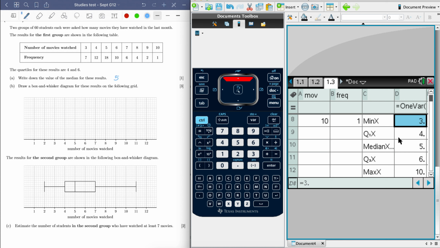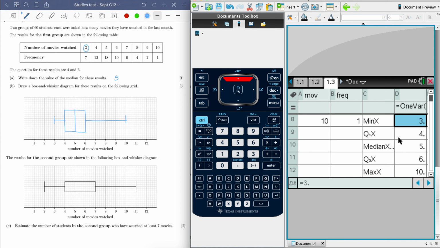So the minimum data is 3. And my maximum data is 10. My median, we already said, was 5. And my 2 quartiles are 4 and 6. And that then gives us our box plot.